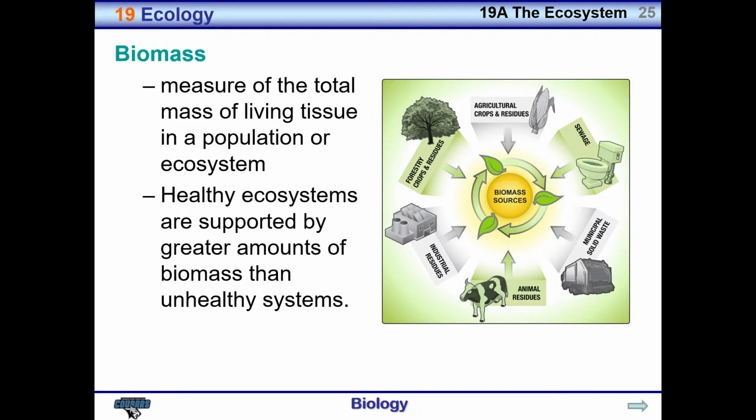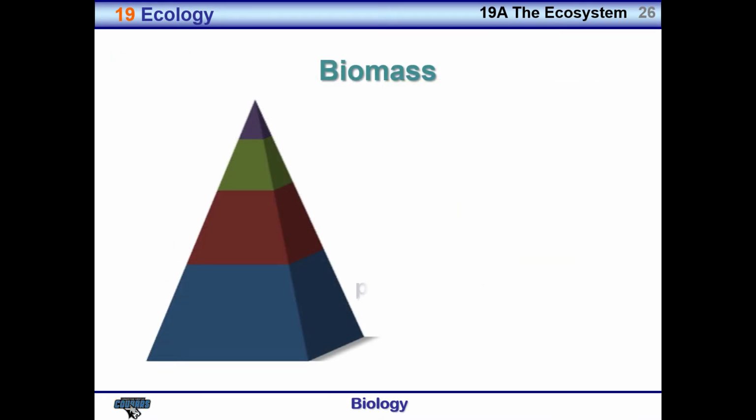The animals down at the bottom, animal residue could be part of that. The trash that we dump, the solid waste, is part of that biomass. Sewage is also part of that biomass. Agricultural crops are part of that biomass, and even the residue that's left over after they harvest is part of that. Crops and residue from trees, the wood and the bark and the leaves and things like that. And even industrial residue is part of that biomass.